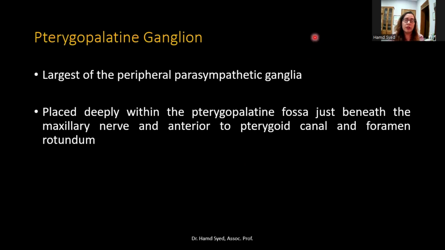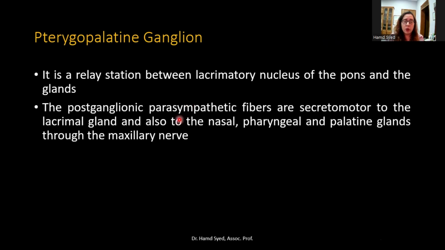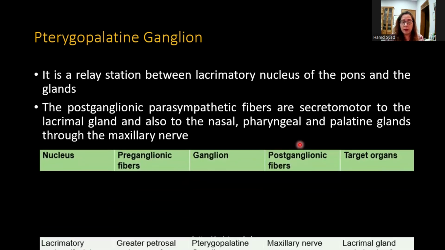Now let's talk a little about the pterygopalatine ganglion, which is the largest of the peripheral parasympathetic ganglia. It is deeply placed within the pterygopalatine fossa, just beneath the maxillary nerve and anterior to the pterygoid canal and foramen rotundum. And it's a relay station, remember, between the lacrimatory nucleus of the pons and the glands. So the postganglionic parasympathetic fibers are going to be secretomotor to the lacrimal gland, and also to the nasal, pharyngeal, and palatine glands through the maxillary nerve.